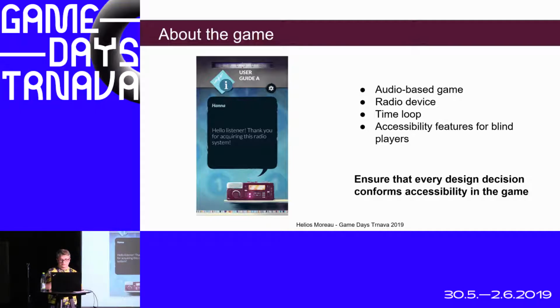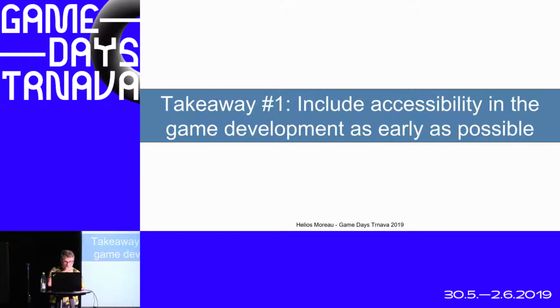So this takes me to the first takeaway of this lecture. Include accessibility in the game development as early as possible. So if you want to develop accessibility options in your game, you have to think about it right at the beginning and include it throughout the whole development process. Because the later you start thinking about it, the harder it gets to do it right. But with that said, it doesn't mean that you shouldn't try at all.